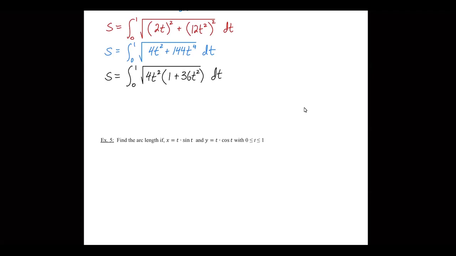All right. That factor of 4t squared is perfect. So I can pull it out, not only of the radical, I could pull it out of the whole thing, but I'm just going to pull it out of the radical. I don't want to go too crazy here. So 2t square root of 1 plus 36t squared, and then we have the dt.